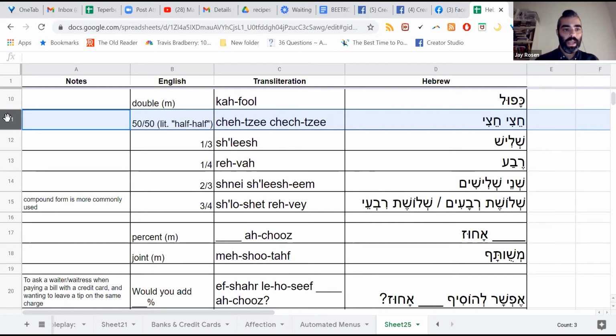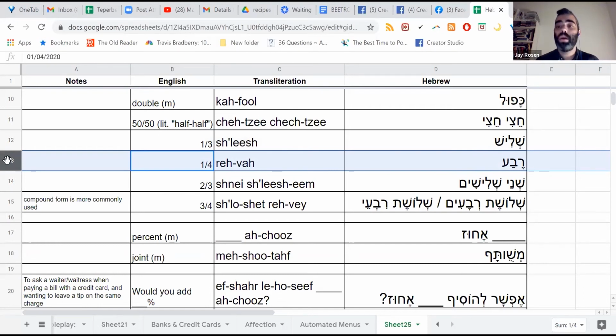Okay? Next one. Again, we're going to get into some ones you may not know, but again, I'm trying to keep it as basic with the fractions as possible. The first one is shlish. Shlish, just like it sounds, like the number shalosh, is the word for 1/3. Okay, so shlish is 1/3. 1/4 is reva, right? It has the same root as arba.